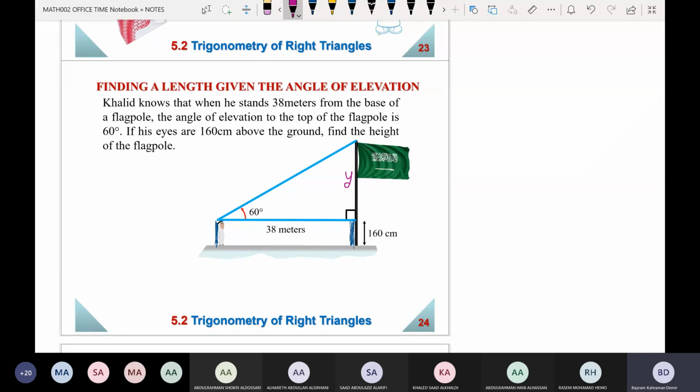Okay, let's call this one y here. So we will look at tangent of 60, Shabab. Tangent of 60 is y divided by 38 meters, which is equal to root 3, of course, right? Tangent of 60 degrees is root 3. So from here, Shabab, you will see the y value is 38 times root 3 meters, of course.